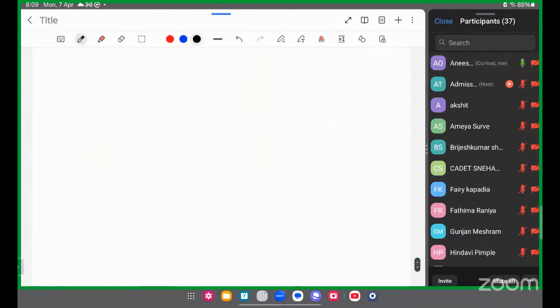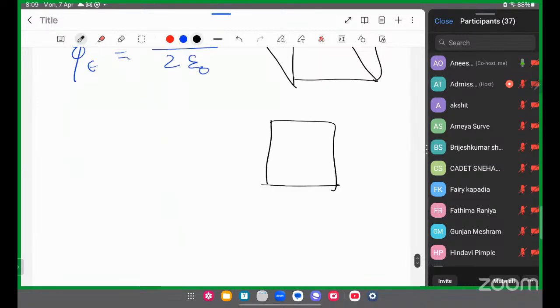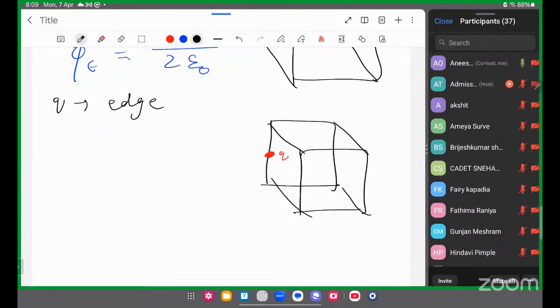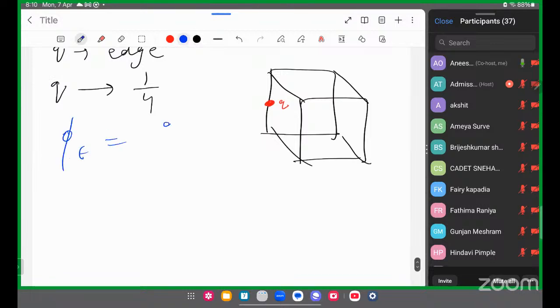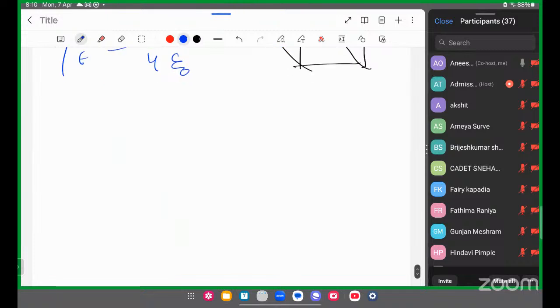Third case, if the charge is at any one of the sides of the room, like the charge is at this point, Q. So in this case, the charge is at the side length or edge of the cube. In this case, charge Q participates only 1 by 4th part. So electric flux phi will be Q by 4 epsilon naught. Are you getting all these cases? Yes.